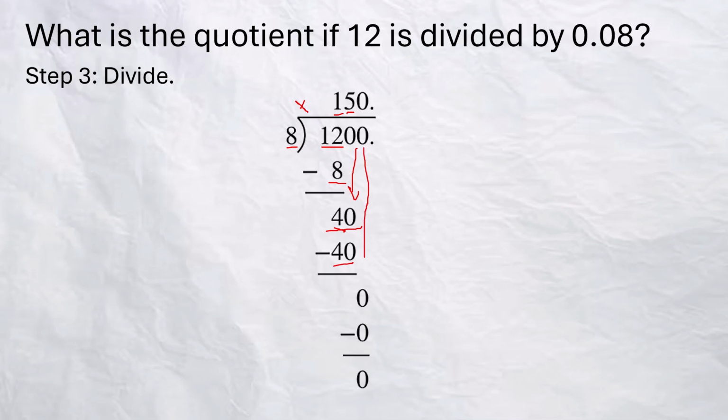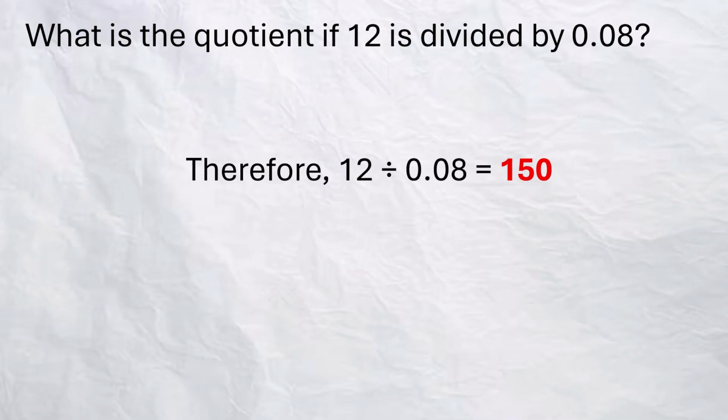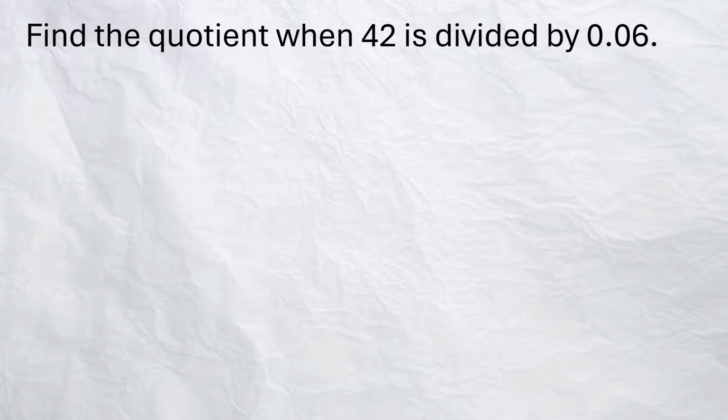And then bring down the last 0. 0 divided by 8 is 0. 0 times 8 is 0. 0 minus 0 is 0. So therefore, the quotient is 150. For the next example, find the quotient when 42 is divided by 0.06.